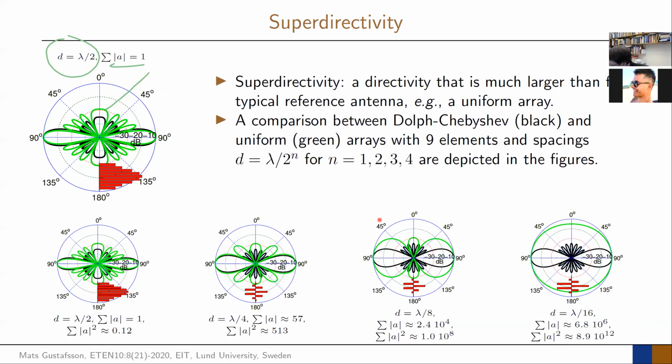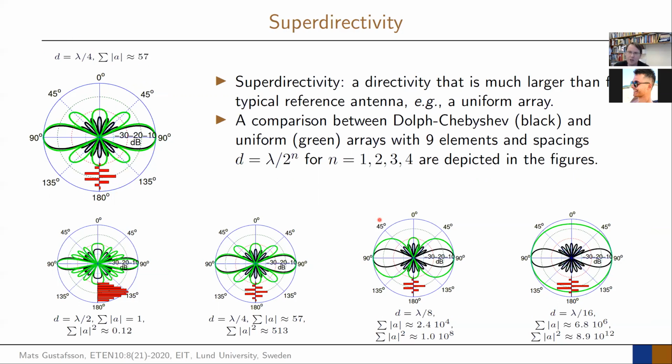If I start moving up, so instead we go to lambda over 4, yeah, it probably works. It's not impossible to make this work. It's still almost the same, slightly better. Yeah, it's okay. Slight superdirectivity, but not too much. If you start going to lambda over 8, now you start pushing it. The black one is so much better than the green one. The black one doesn't change when I change the element spacing, only the uniform does.